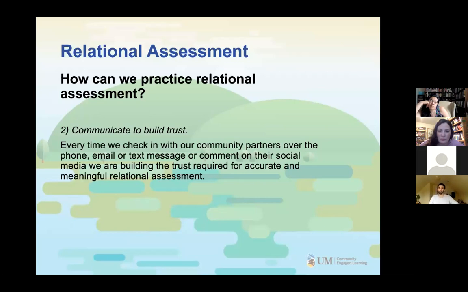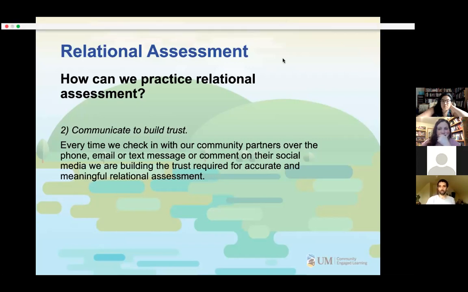If we want to be able to conduct relational assessments in meaningful, impactful, and accurate ways, then the first thing we need to work on is building communication and trust with the community. And this can be done very easily through commenting and liking on social media, checking in with people over text message or phone. But every time that we do this, we're actually engaging in relational assessment in some ways, but also building the trust that is needed to do relational assessment in a good way.